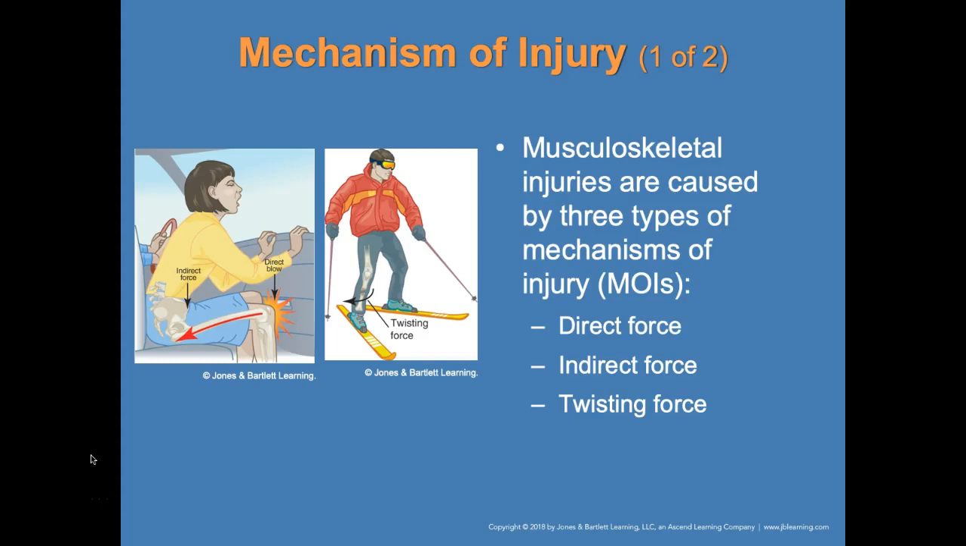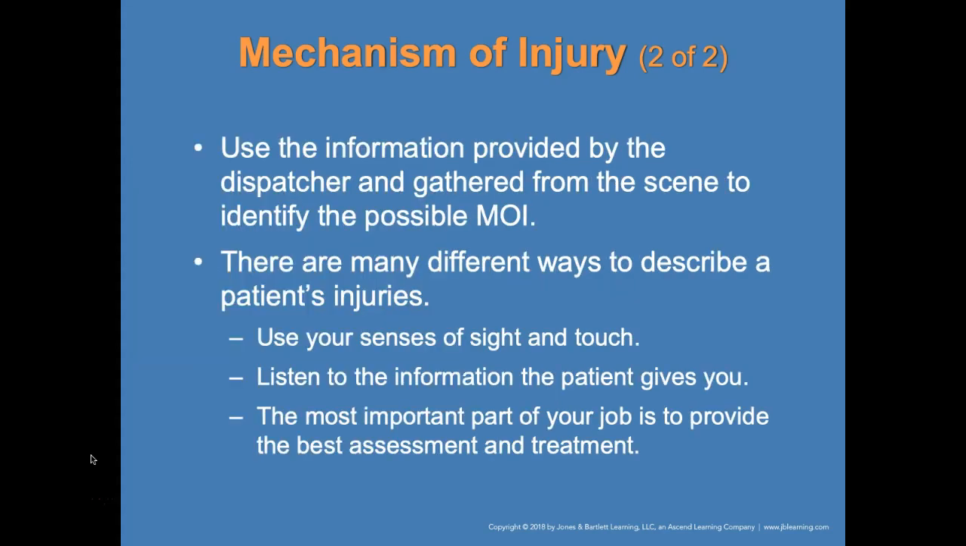An indirect force would be because she struck her knee on the dashboard there, indirectly it caused injury to her hip. And then we got our skier here. He's twisting his leg outside. That's twisting force. We need to use the information provided by the dispatch and gathered from the scene to identify the possible mechanism of injury.